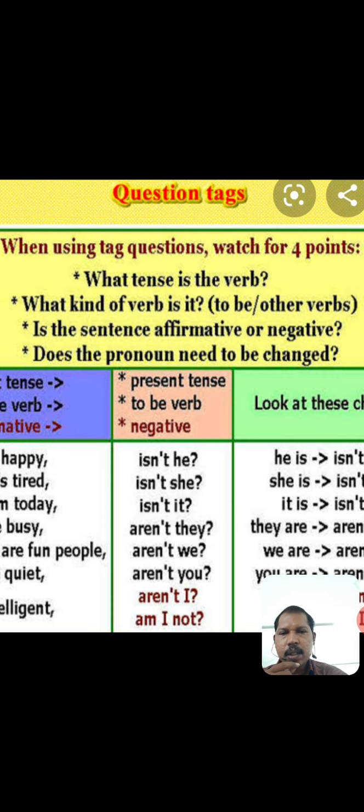What tense is the verb? What kind of verb is it? Whether it is a be verb, modal auxiliary, or main verb. Is the sentence affirmative or negative? Affirmative means positive. Does the pronoun need to be changed? If they already give a personal pronoun like I, we, you, he, she, it, they, you need not change at all. But if they use any other name or some other common plural form, you have to change it to these personal pronouns.